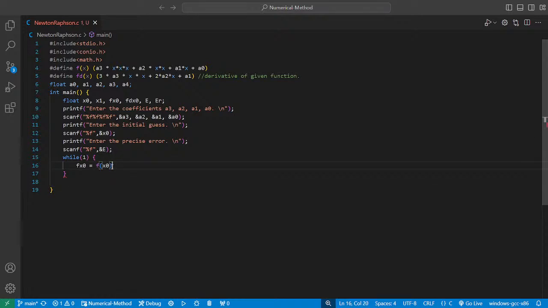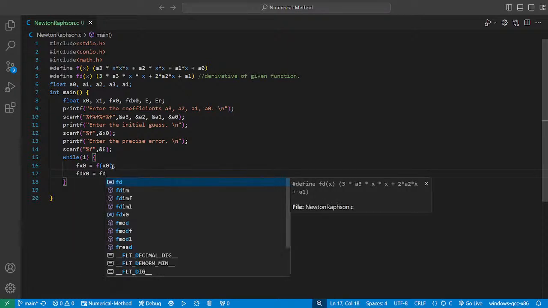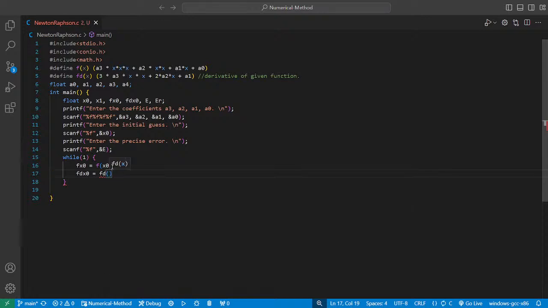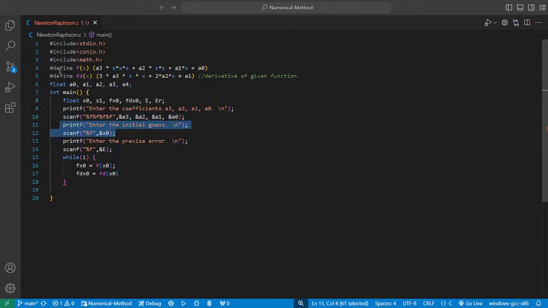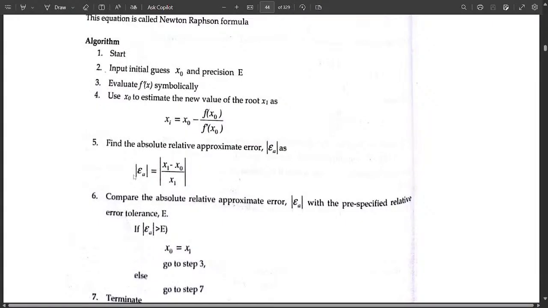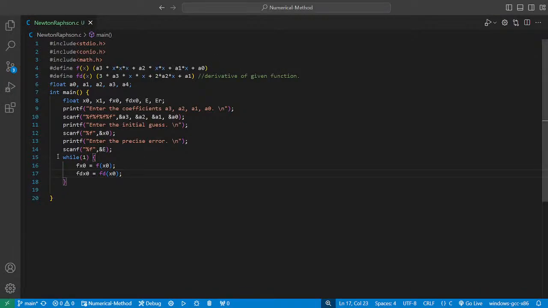So we just put this, and also let's put the derivative. Fd x naught equals fd of x naught. So we put this initial guess into this function, in this variable which is declared here, so that the function will calculate the function value and derivative. Okay, after that we need to calculate. We just calculate for one.